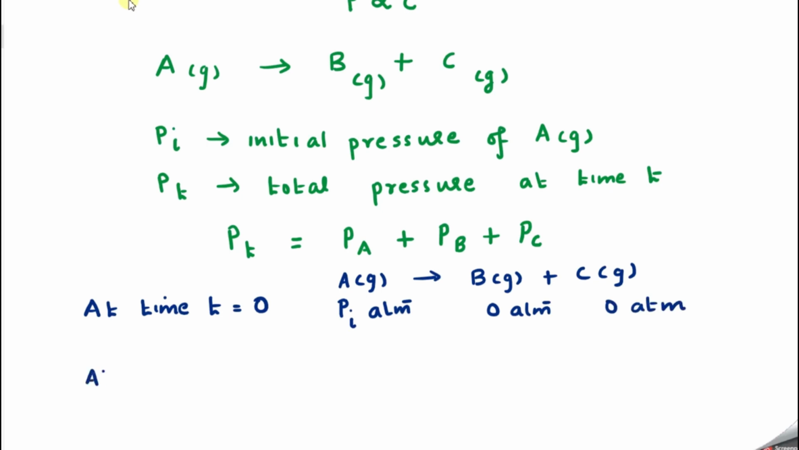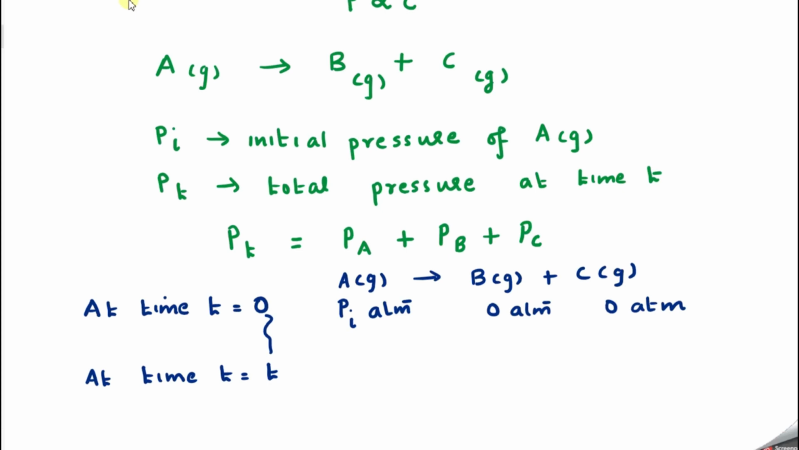Correct? Now we know that after time t, we say at time t is equal to t. That means time has gone from 0 to t. Now what has happened? Some amount of A has been converted to B. So if the concentration of A is decreased, surely the pressure exerted by the reactant A will also decrease. We know partial pressure is equal to total pressure into mole fraction of that particular component. So if the mole fraction decreases, why is the mole fraction decreasing? Because the number of moles of A gets converted to B.